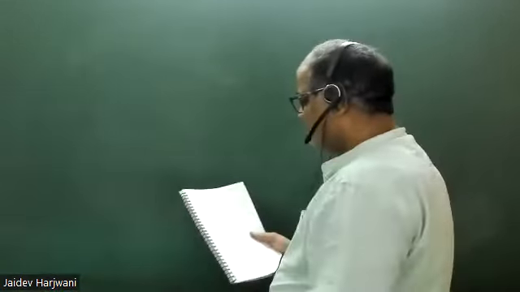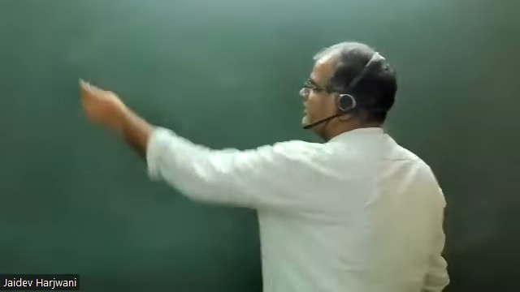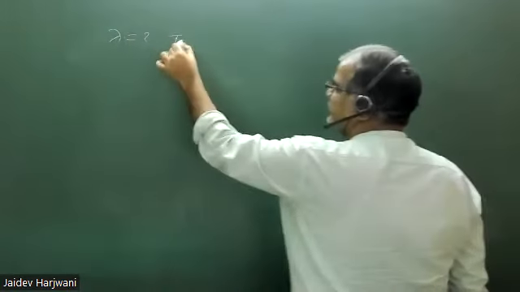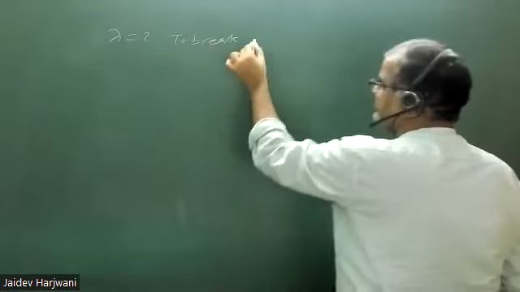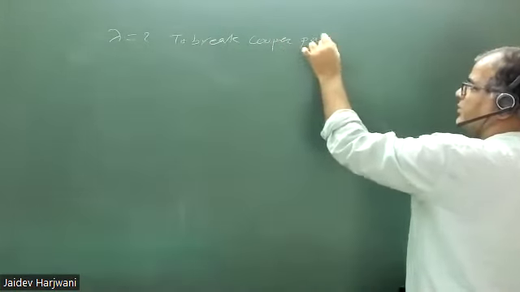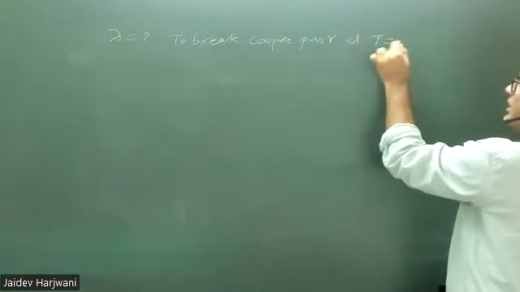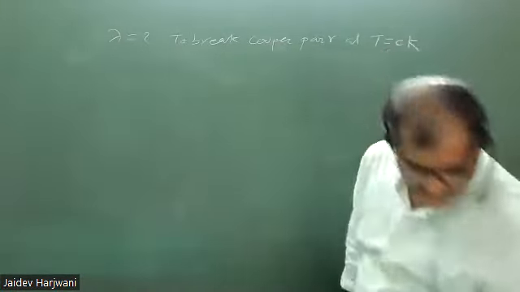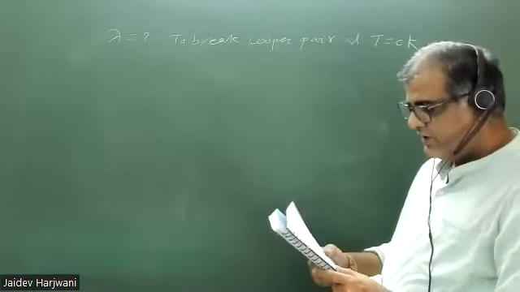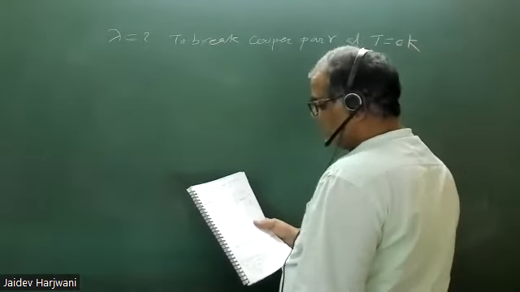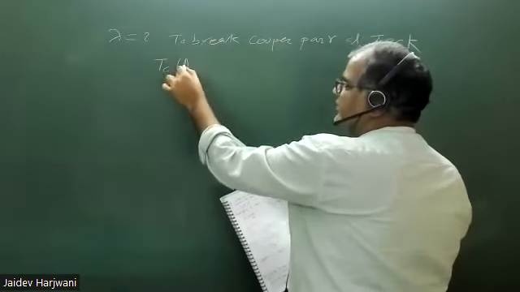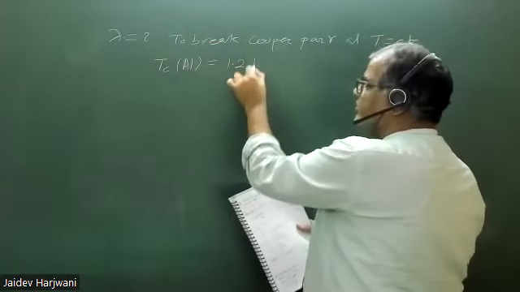Now they are asking to calculate the wavelength of a photon which will be required to break a Cooper pair, at T equal to 0 Kelvin. Yesterday you have seen this, and they have also given the transition temperature of aluminium, which is 1.2 Kelvin.